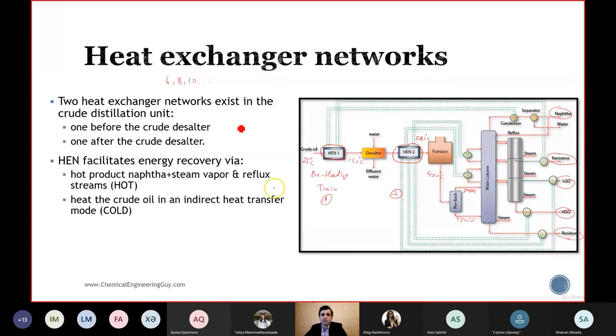A question: assume we don't have HEN2, what will happen? Can I ask a question before? Yes, sir. If we want to increase the temperature to 130 degrees at the desalter, let's say operating temperature, can we use only one heat exchanger? Because I think it will be more cost effective than the heat exchanger network.